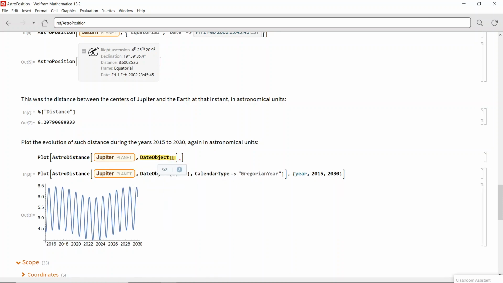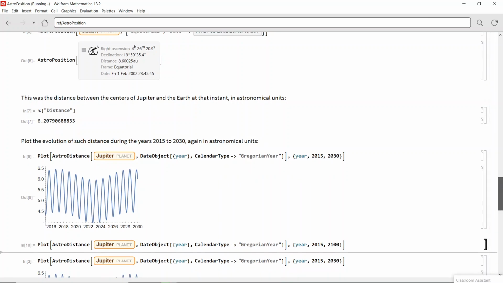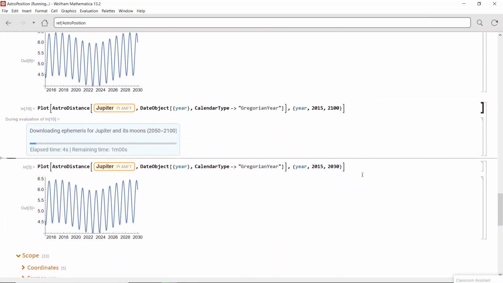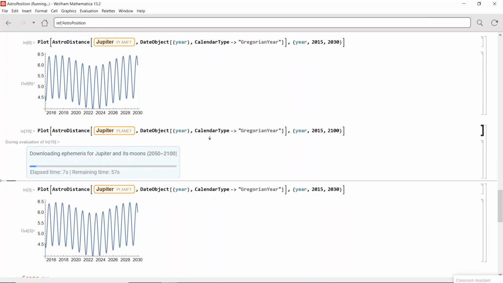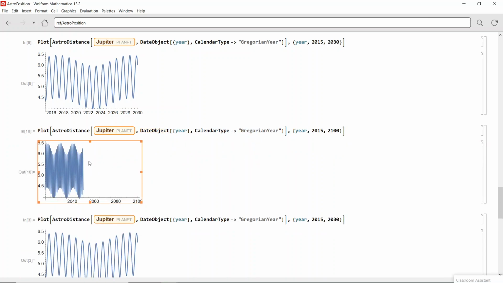DateObject, year, calendar type Gregorian, year from 2015 to 2030. What if I expand that to 2100? So it says downloading ephemeris for Jupiter and its moons, 2050 to 2100. Elapsed time 10 seconds, remaining time 52 seconds. Why is there a gap there?